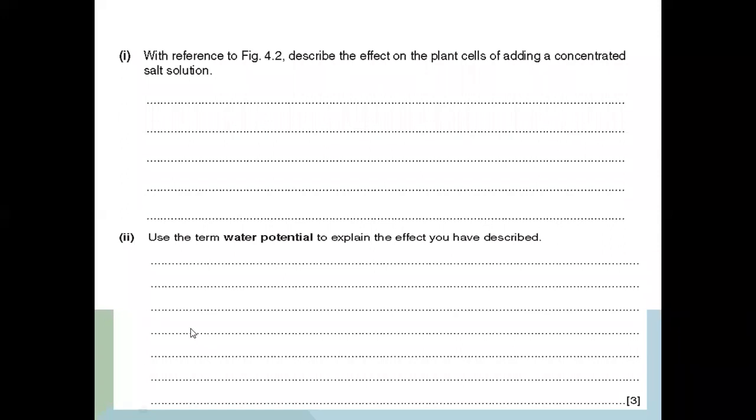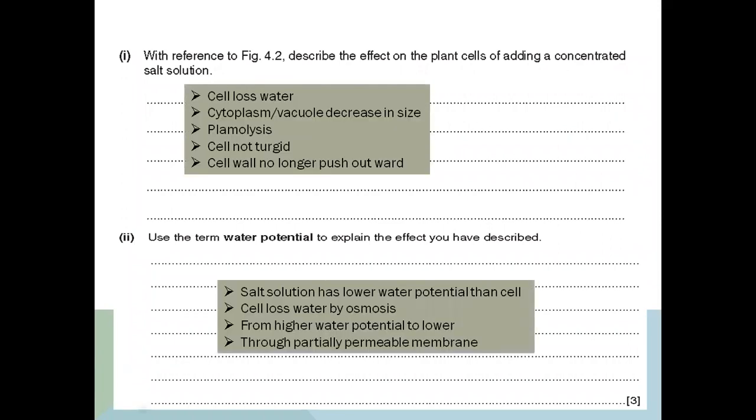Now, second question: we have used the term water potential to explain the effect you have described. So water potential is actually the relative amount of water in a solution. Let's suppose I have a dilute solution, so it means the water potential of that solution is more compared to a concentrated solution. A concentrated solution is a solution that contains more salt. Water will always move from higher water potential to lower water potential. Is it clear? You can see here.